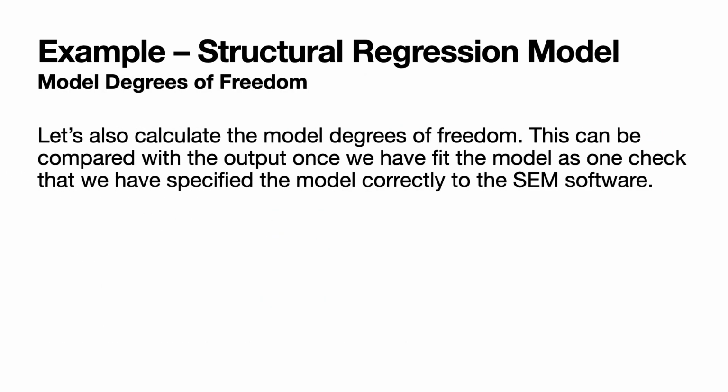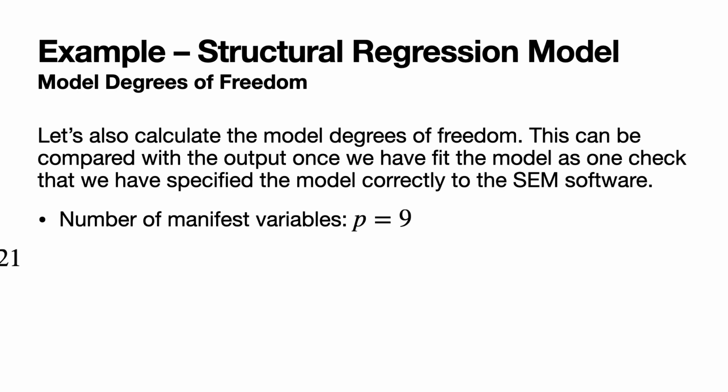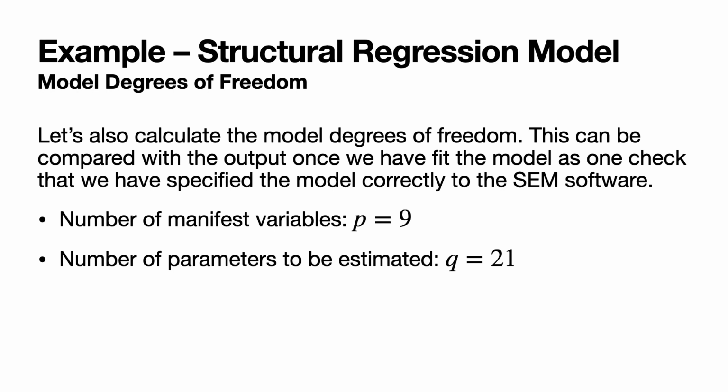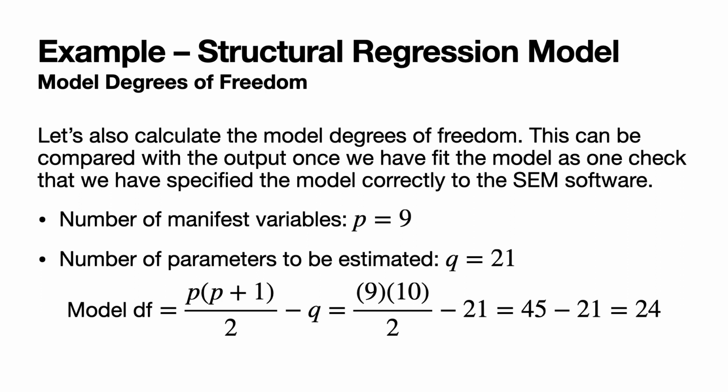Let's also calculate the model degrees of freedom. This can be compared with the output once we fit the model as one check that we have specified the model correctly to the SEM software. And so we have 9 manifest variables, V1 through V9. We've just shown that the number of parameters to be estimated is 21. And so the number of degrees of freedom associated with the model, which is the difference between the number of non-redundant entries in the covariance matrix and the number of parameters to be estimated, is 45 minus 21, or 24.